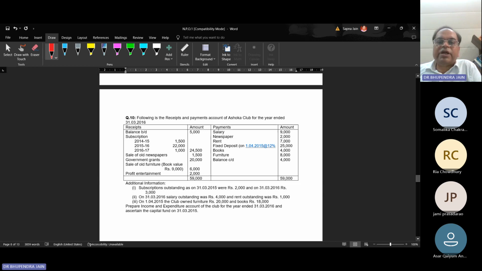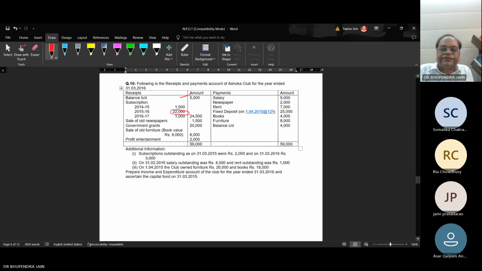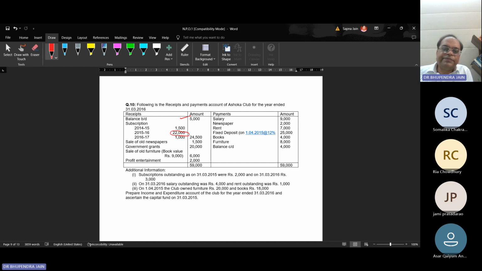Question number 10. Now check. Following is the receipts and payment account of Asoka Club for the year ended 31st March 2016. Payments are given and the receipt side is given. This is the opening balance of cash and bank, 5,000. Subscription received during the year 15-16, for the year 14-15, for the year 15-16 and for the year 16-17. Which will we pick? For the year 15-16. Same question we have already done, I think question number 4. Okay, let's go. What will be made?